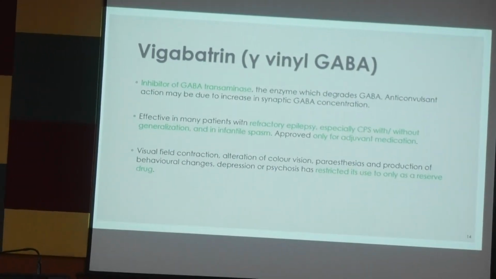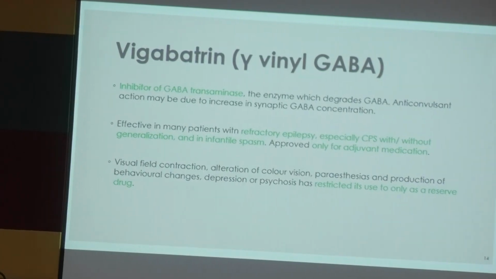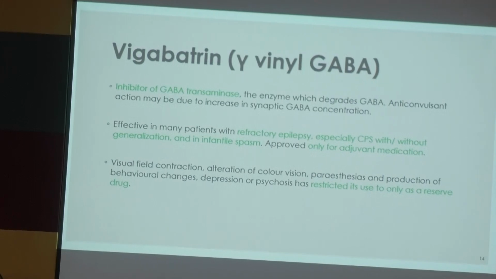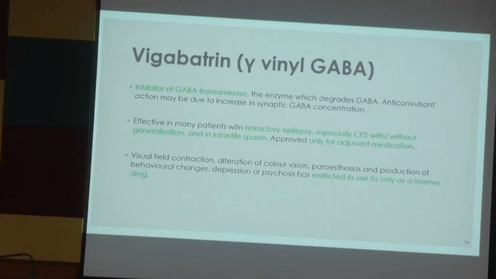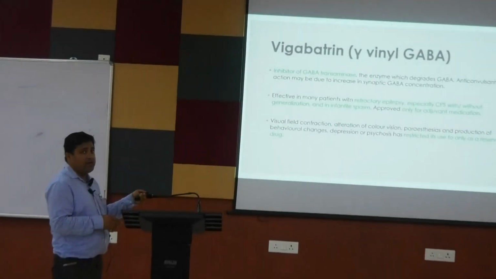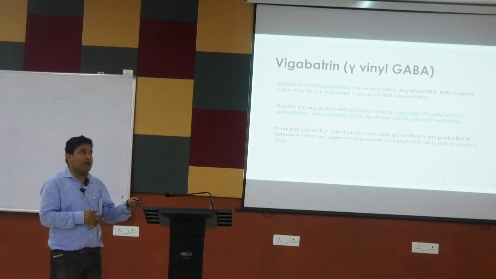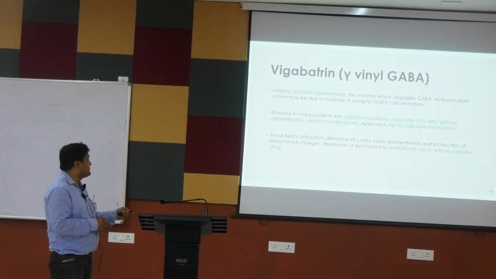Vigabatrin. That is gamma vinyl GABA. Basically, they are inhibitors of GABA transaminase. GABA transaminase is responsible for metabolism of GABA in the synapse. So, as they are inhibiting GABA transaminase, more GABA is present in the synapse to act on the GABA benzodiazepine receptor. Thus, they are again potentiating the GABA action.